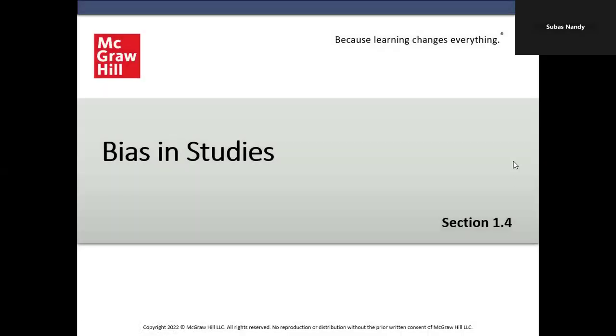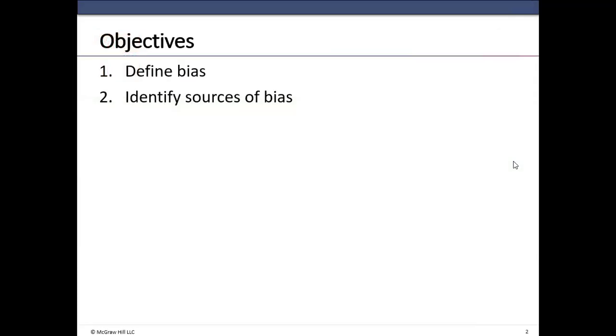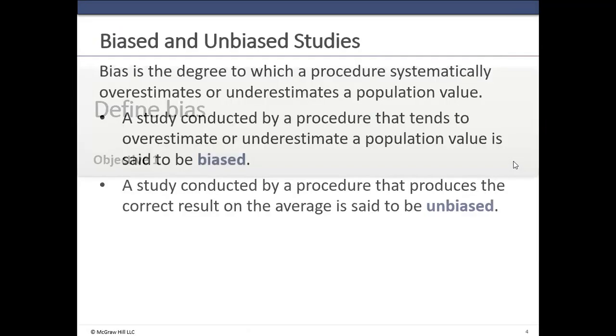So we are going to talk about bias in studies. We will define bias and identify sources of bias. Define bias. Bias is the degree to which a procedure systematically overestimates or underestimates a population value.